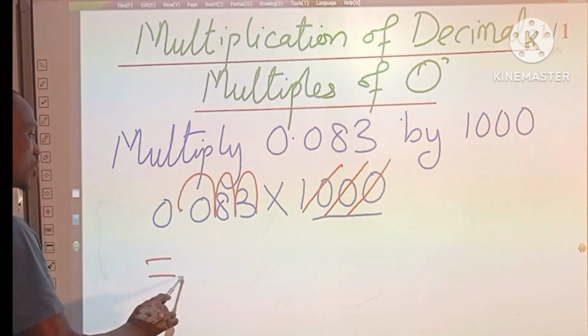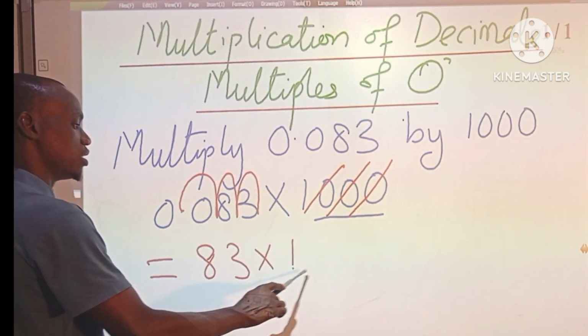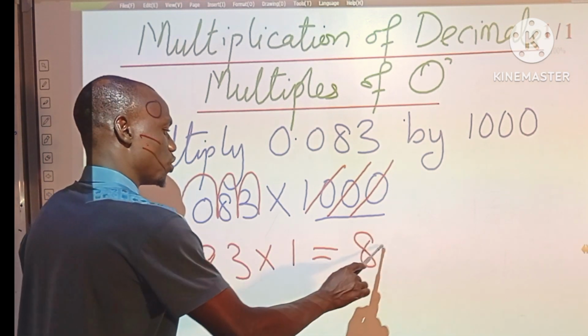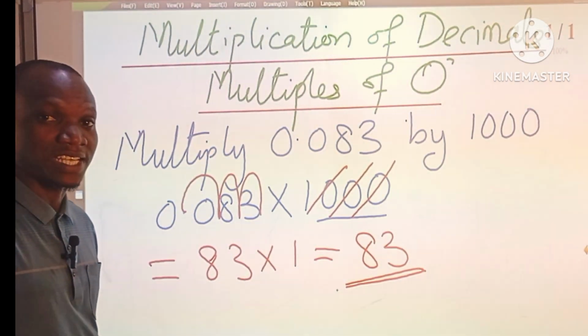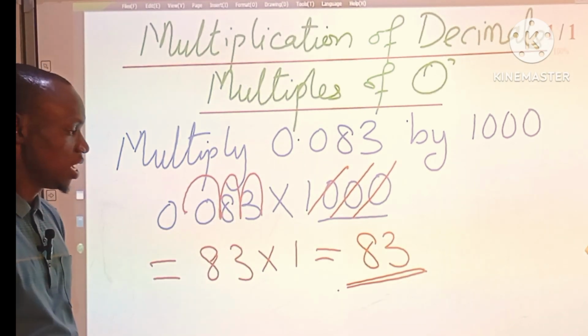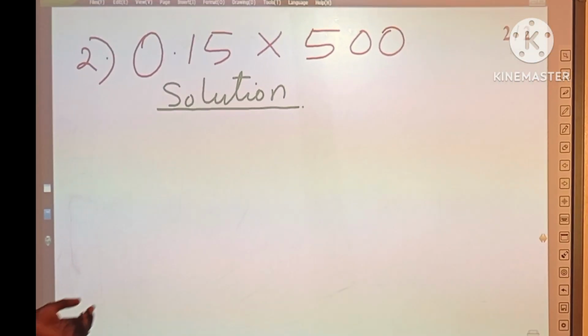So what did it give to us? It gives us 83 times 1, which is the same thing as 83. That's your answer. It's as easy as ABC. This is easy peasy, lemon squeezy. This is our second question.